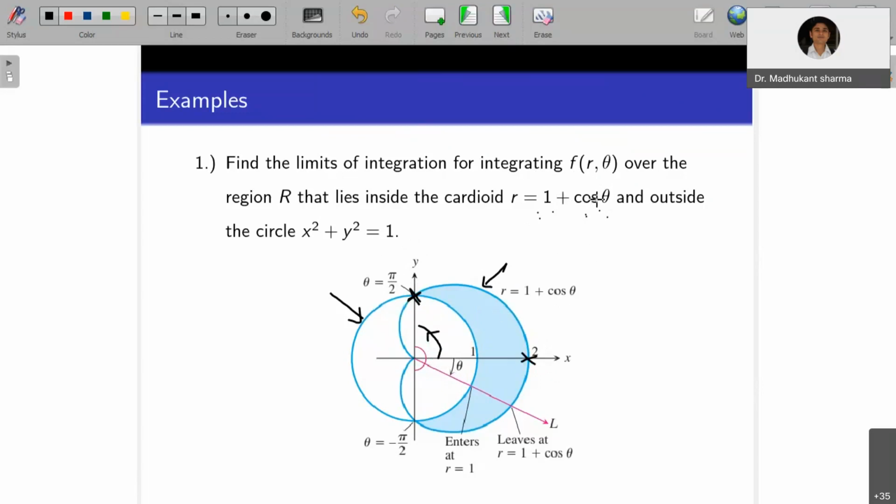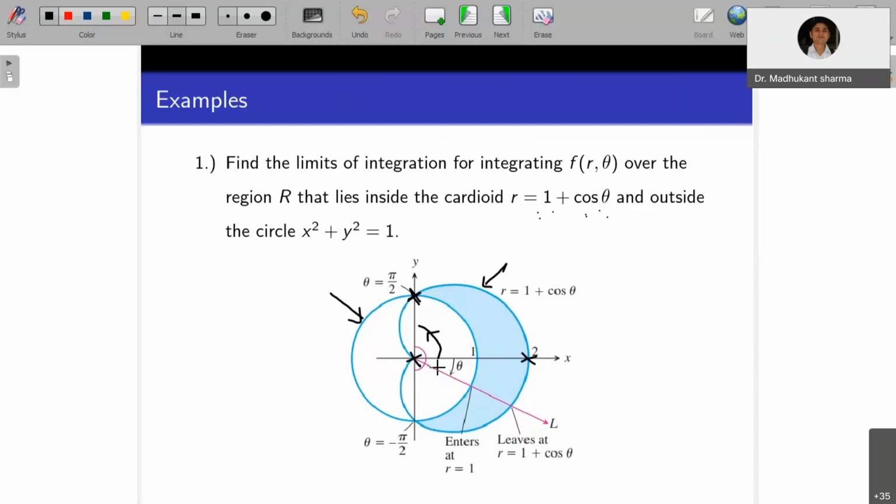Now, if theta equals pi, what will happen? When you move further, theta equals pi means cos pi is minus 1, so 1 minus 1 is 0. So r equals 0, meaning you are going here. When theta equals 2 pi, cos 2 pi is 1 and r equals 2.